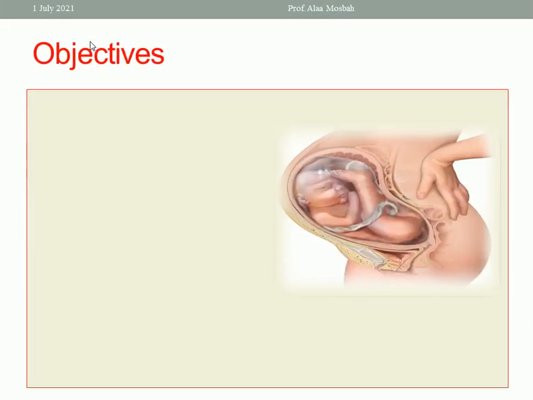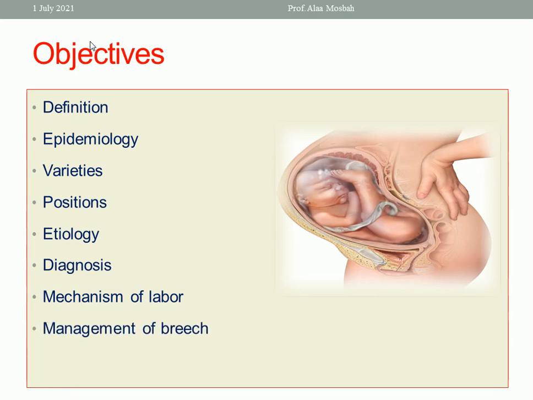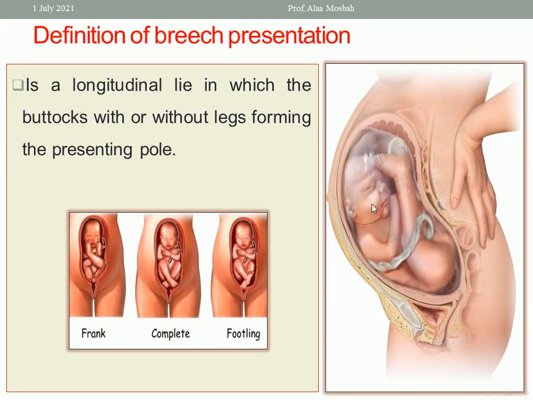So what we wanted to discuss today: the definition, epidemiology, types, positions, etiology, diagnosis, mechanism of labor in case of breech presentation, management of breech, and lastly, the maternal and fetal complications. So, what is the definition of breech presentation? It is a longitudinal lie in which the buttocks, with or without the fetal legs, form the presenting part of the fetus.